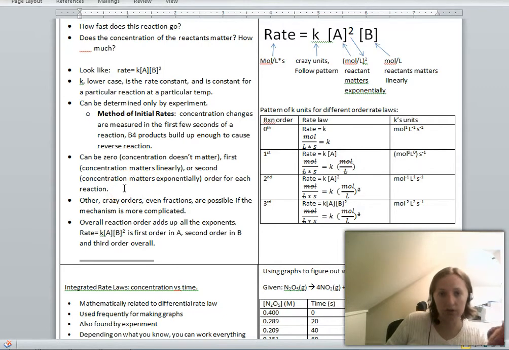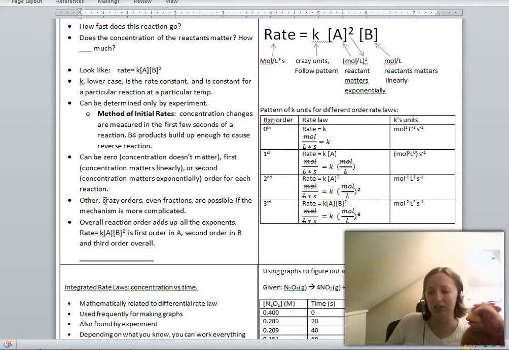There are other orders. There are bigger orders. You can have a mechanism so bizarre that something can be third order or fourth order. You can even have fractions where the concentration matters 2.5 times, and then that would imply that the mechanism was way more complicated than you knew. Sometimes you'll see a question that's like, is it possible to have fractions? And most people would say, oh no, I've never seen a fraction. The reason that you've never seen one with a fraction is because it's sort of too complex for us to have to deal with, but they do exist.